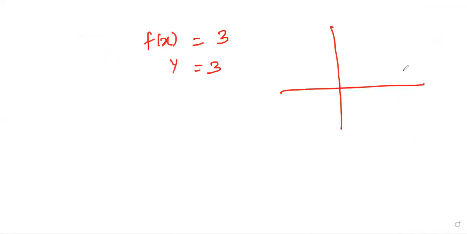And what if I have some constant? For example, let's assume you have a function as constant itself. Let's assume f of x is equal to 3. What do you mean by that? Y is equal to 3, isn't it? So how I'll draw this? This is not the second property. I'm just doing a problem.